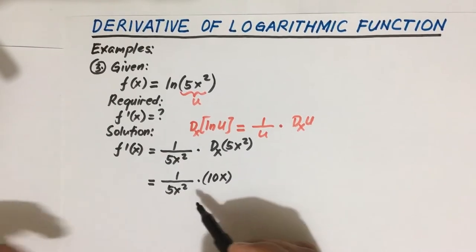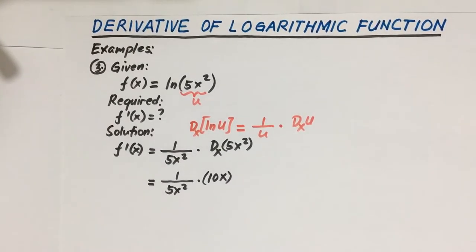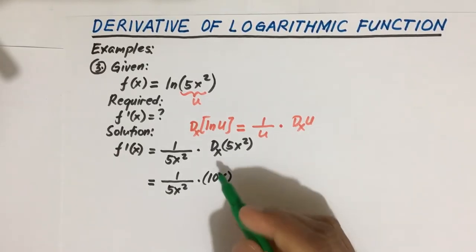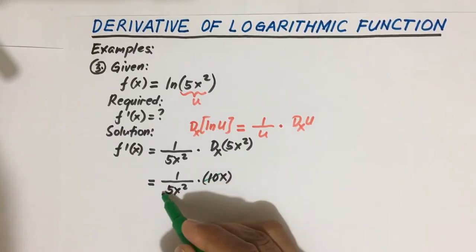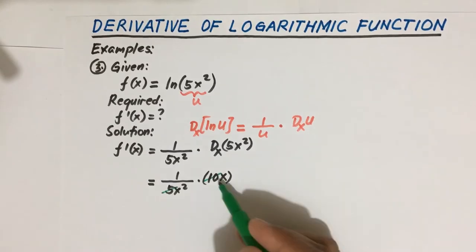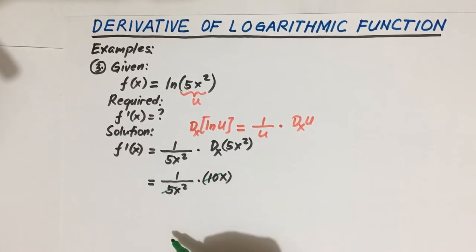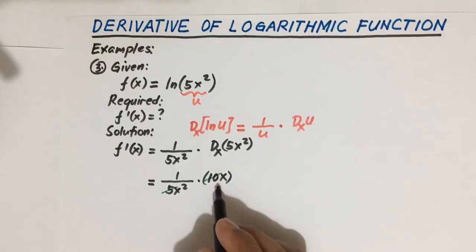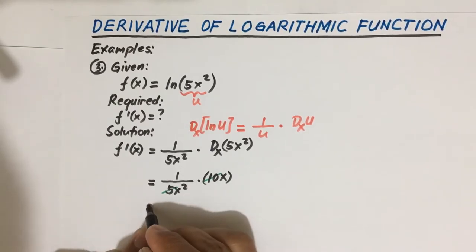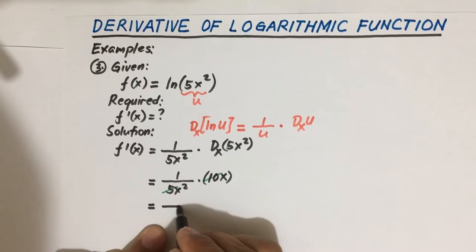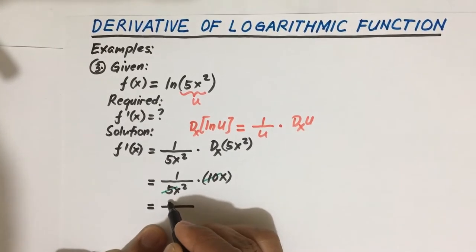Okay, so we have here 10. We have 5 here in the denominator, numerator 10. So 10 divided by 5, so that is 2. So 2 times x times 1. So this is equal to 2x.